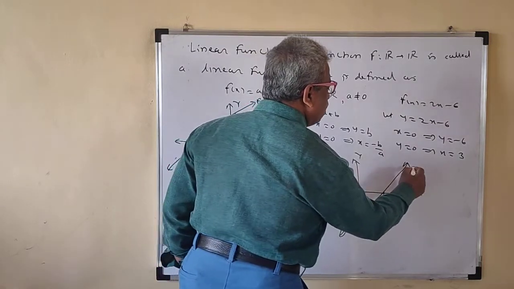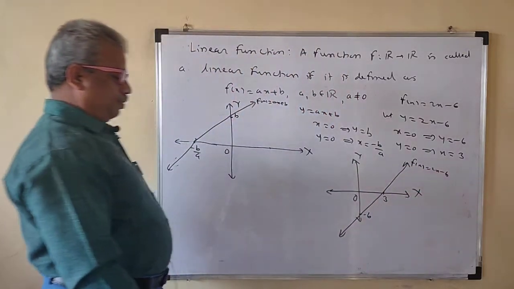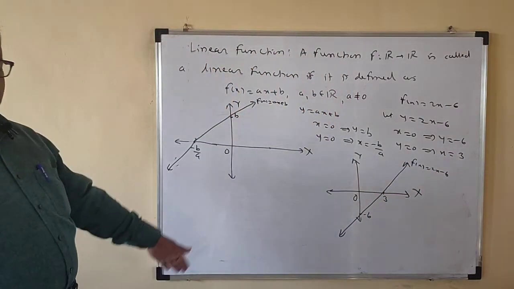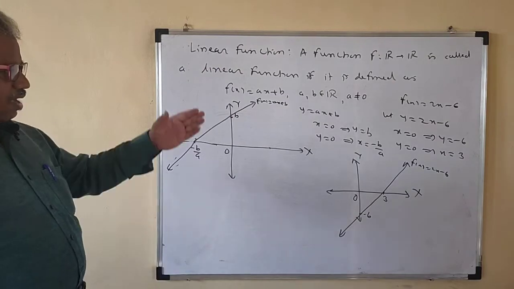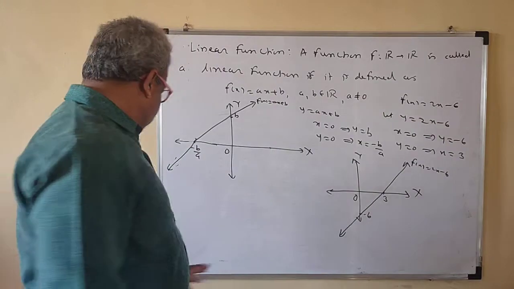Okay. So this is your graph of the function twice x minus 6. So the linear function is a straight line. The graph of the linear function is the straight line passing through the x intercept and y intercept. Okay.